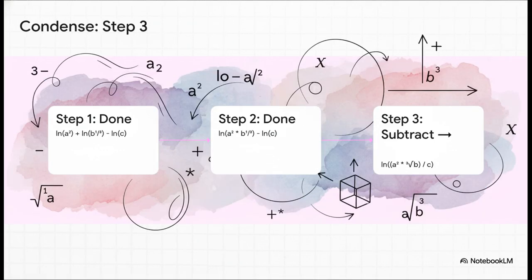And now for the final move. We have a subtraction between 2 logs. The quotient rule lets us condense this into a single log of a fraction. The positive term goes in the numerator on top, and the term that was being subtracted goes in the denominator on the bottom. You can also see we turned b to the 1/3 back into the cube root of b, just to get that really clean final answer.